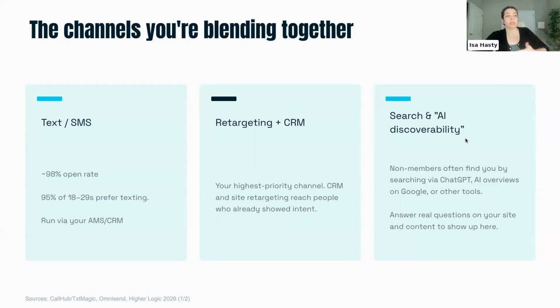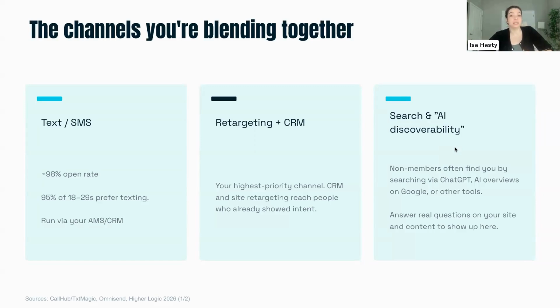Search and AI discoverability. So a lot of non-members are going to find you by searching in ChatGPT, other AI platforms, the AI overviews that Google provides, and other tools like that. And so this is sort of similar to the way you want to think about SEO, right? So if any of you are sort of putting effort into creating content, creating website content, writing blogs that sort of answer questions that people might be searching for, on Google or in AI engines, it's the same thing. So you want to just be making sure that your website and your content are answering the questions that people are going to be searching for.